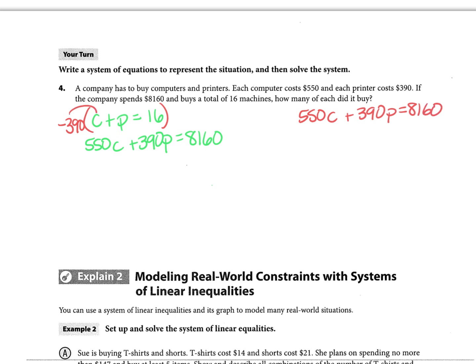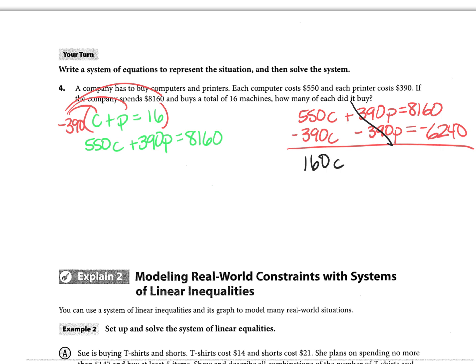So I have that second equation, 550c plus 390p equals 8,160. And when I distribute here, I get negative 390c minus 390p, and 390 times 16 comes out to negative 6,240. So now we're going to see what can be removed. These add to 0. 550 minus 390 would leave us with 160 C's, or computers.